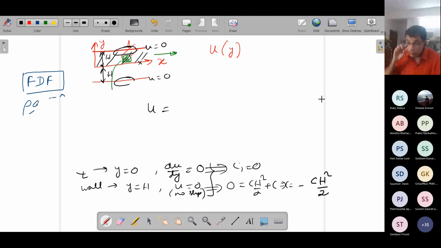Okay, so we continue. So u equal to c by 2 into y square minus h square. The question is, what is this c?